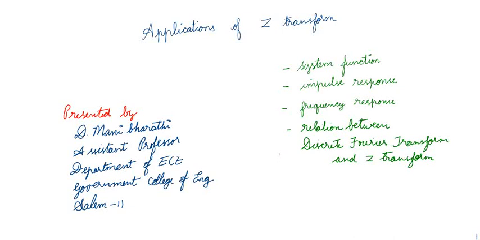In this video, we are going to see the applications of Z transform. In the applications of Z transform, we'll be finding out the system function, that is also called transfer function, for a discrete time system. From a given difference equation, we'll be finding the system function or transfer function. We'll be finding the impulse response and also the other responses like step response as well as the frequency response. Finally, we'll conclude with the relationship between the discrete Fourier transform and Z transform.